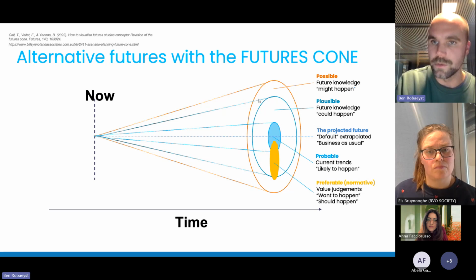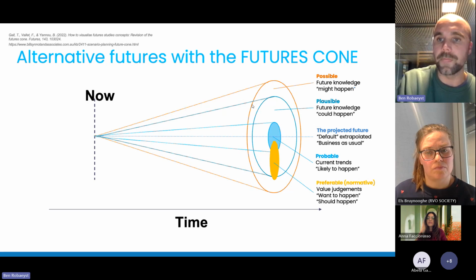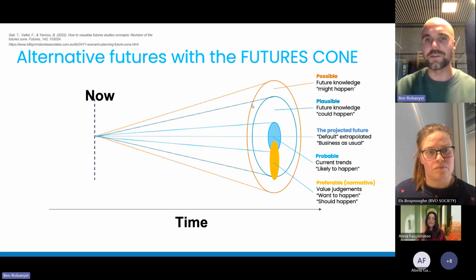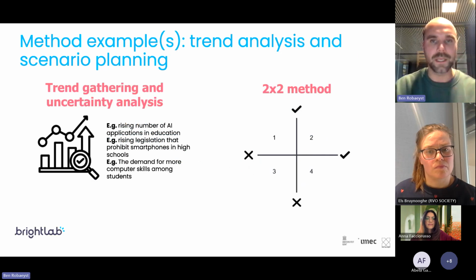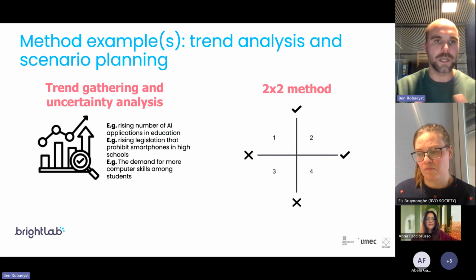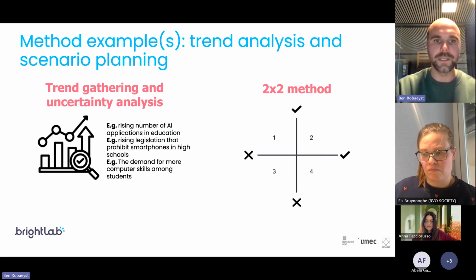And I can also think about possible futures, where you really try to imagine unforeseen circumstances. You really try to think about futures that are not expected today, the unknown unknowns, as they like to call them. And in order to do this, you have different techniques, different methods. For example, trend gathering and uncertainty analysis.